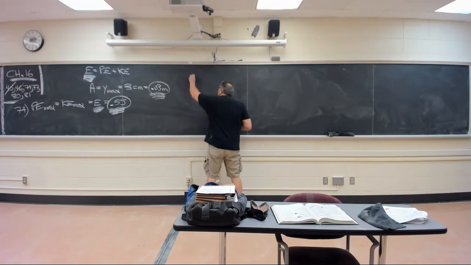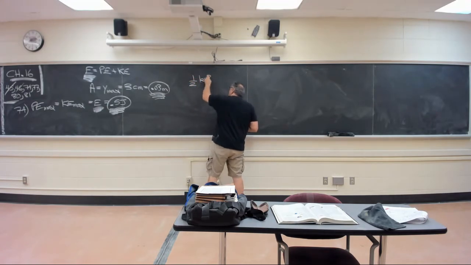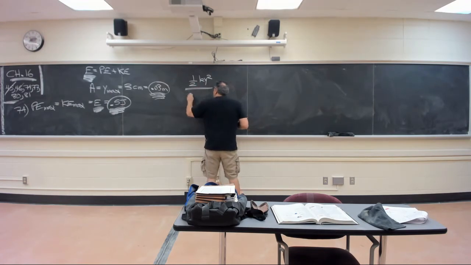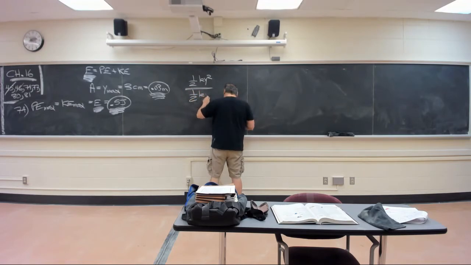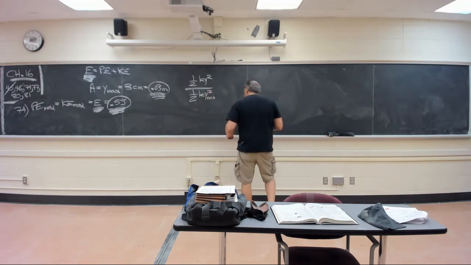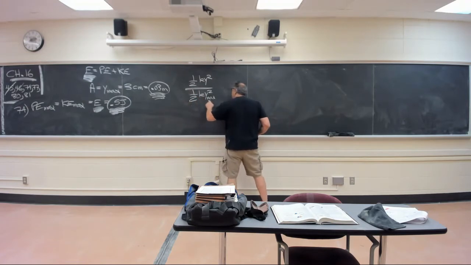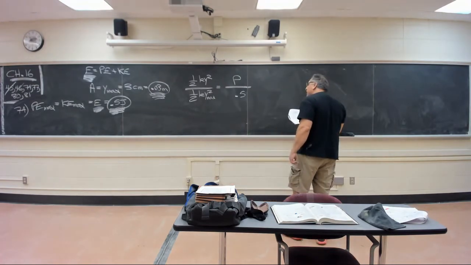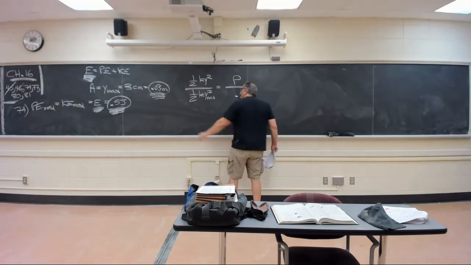How about we say this: 1/2 k y squared divided by 1/2 k y max squared, and that's the amplitude. That ratio, well, what is 1/2 k y max squared? It's 0.5. So 0.5 is the same as this on the bottom. And the top, we don't know what it is. We'll call it P for potential energy. 1/2 k and 1/2 k are out of there.